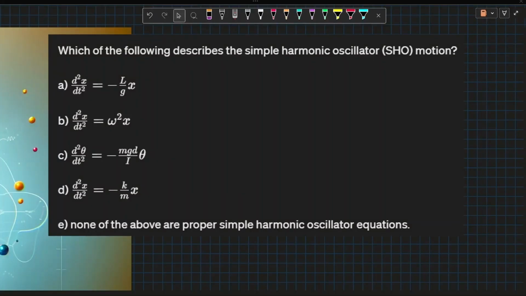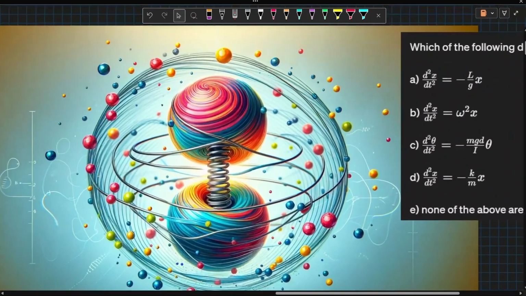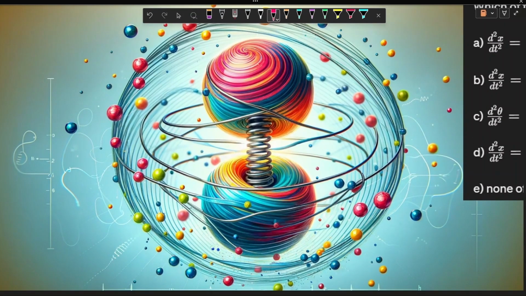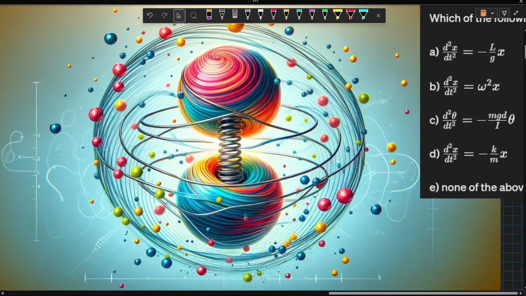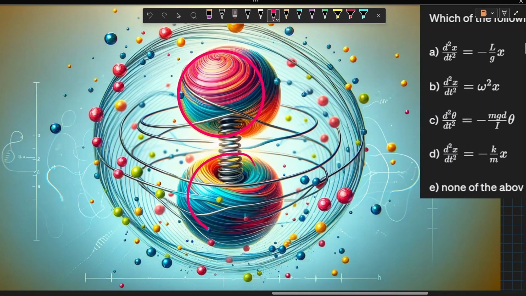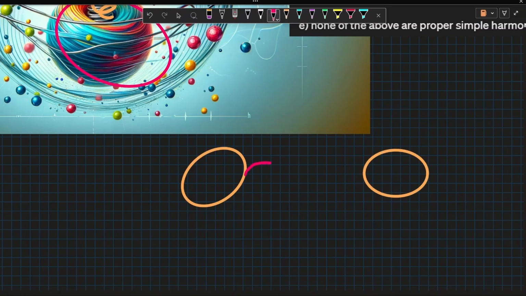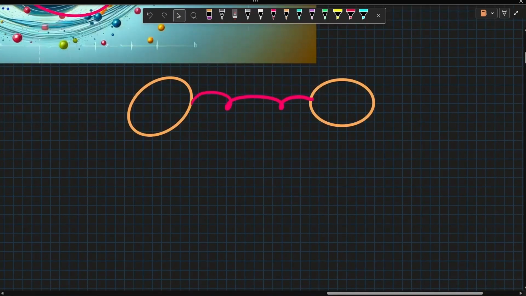So here we have a problem that asks us which of the four following equations properly describes a simple harmonic oscillator. And here I have an image of two colorful atoms held together by a spring. This is the most generic example of a simple harmonic oscillator because we have two objects held together by an oscillating body, the spring, and so they follow that sinusoidal pattern. At their most stretched out point, the spring is most stretched out, and at their most closed in point, it is most compressed.